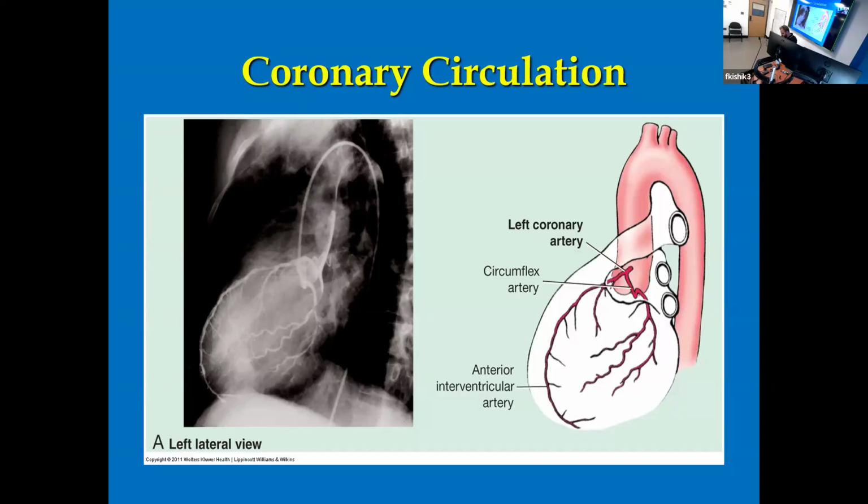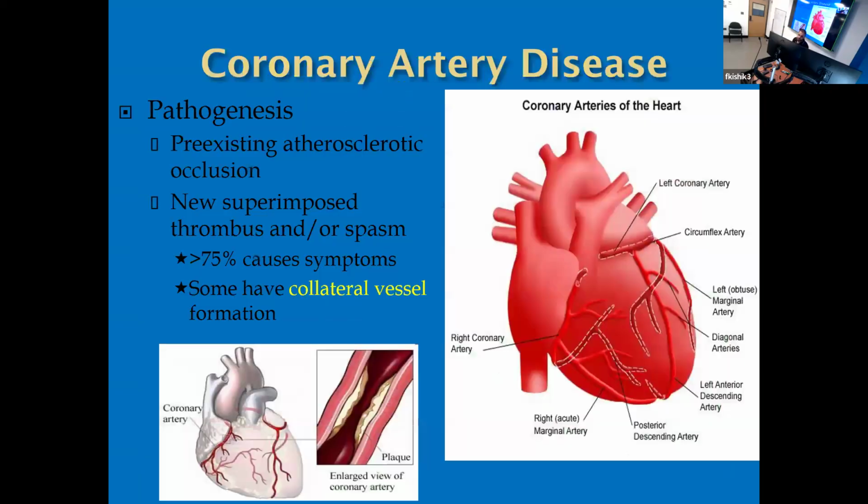You say, all right, this is an inferior MI, 2, 3, aVF. I'm going to call cardiology and everything else. And it's like, wait, this guy can go into heart block. You have to recognize that and be aware. They're not all going to go into heart block, but you have to be vigilant about it and treat it urgently.